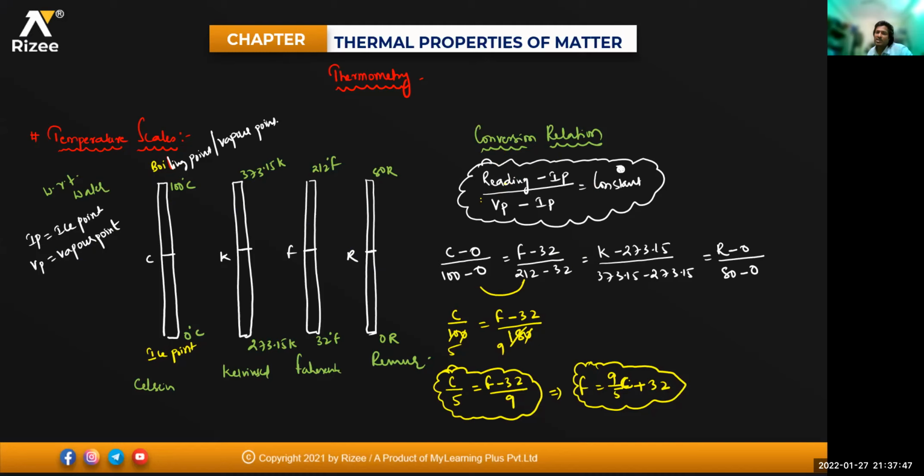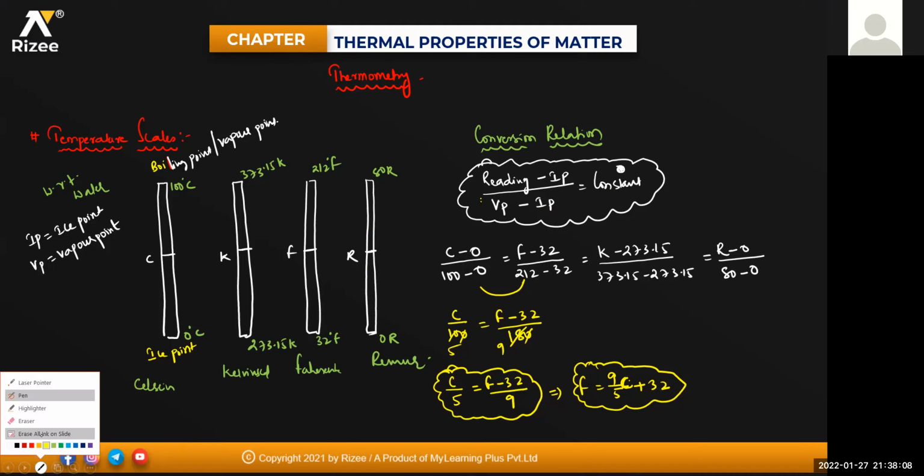For the conversion relation, always try to remember: reading minus ice point, divided by vapor point, or steam point, or boiling point, minus ice point, will be equal to your constant. Clear? Clear up this one, everyone? Yes, sir.